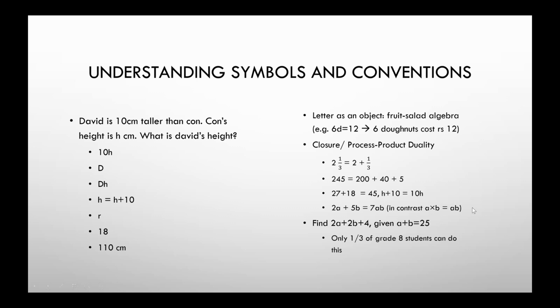And if all of this is true, then 2a plus 5b must also be equal to 7ab, while in contrast, in these conventions of algebra, it is a into b which is ab, not a plus b.